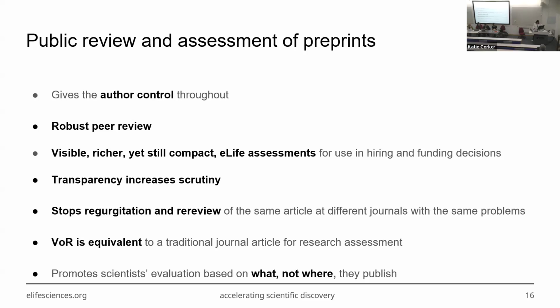We have these compact eLife assessments instead of that accept, reject decision. And what does this do? That stops the regurgitation and re-review of the same article at different journals with the same problems. So what happens in the normal system is an article is sent to a journal, it gets rejected, it gets sent to another journal, it gets rejected. Eventually it finds a journal whose editors will accept that particular article, hopefully, for the author. We don't need to do that anymore.